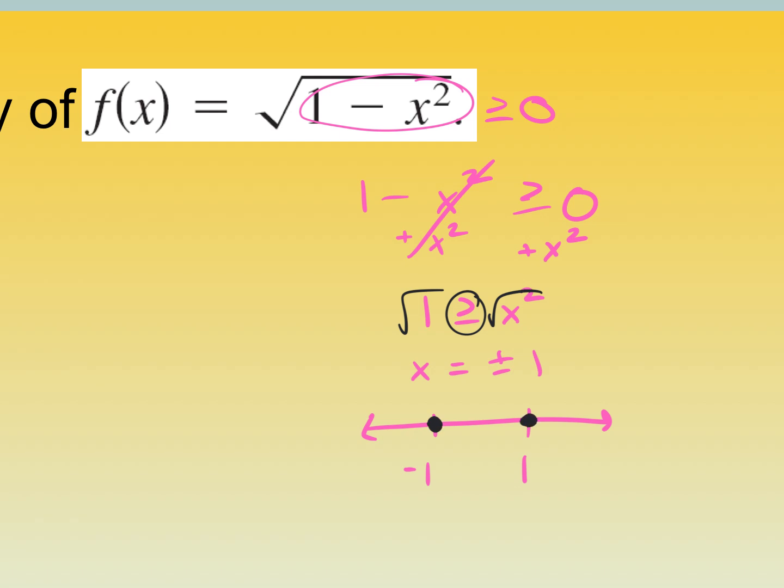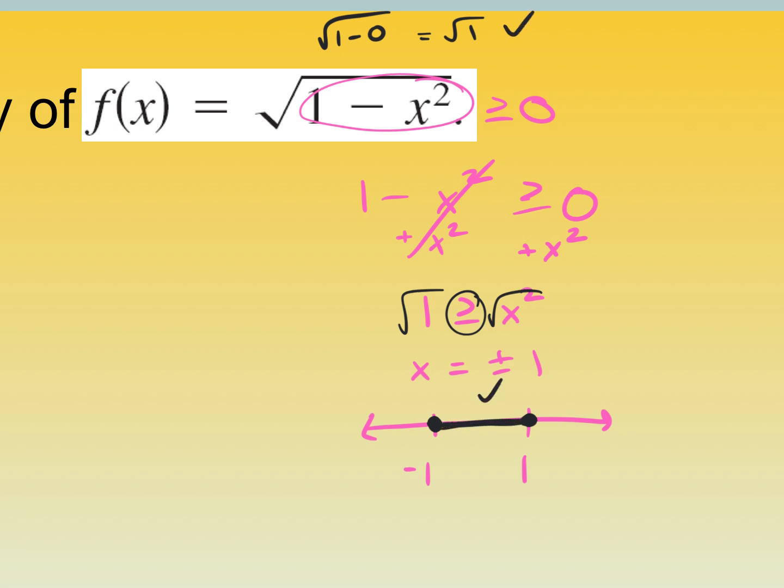We can test a value. I would say let's plug in 0. It's right in between -1 and 1. If I plug in 0, does it work? We have 1 minus 0. Can I take the square root of 1? Yes. So in between works.